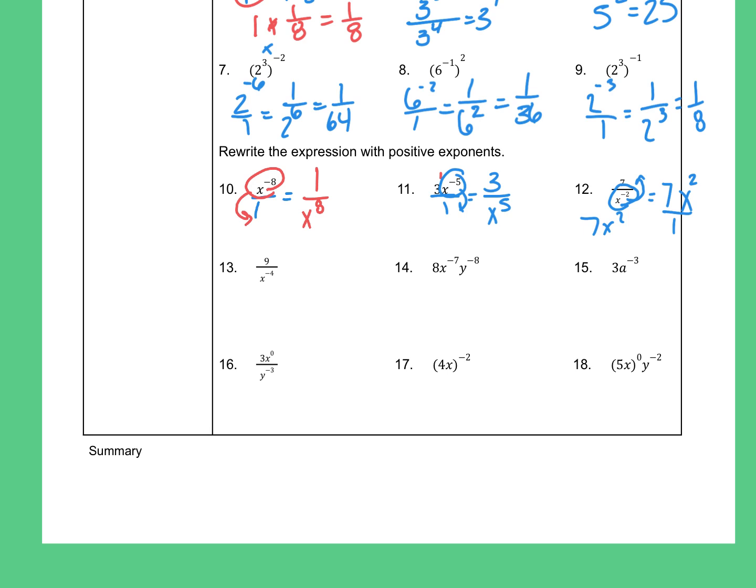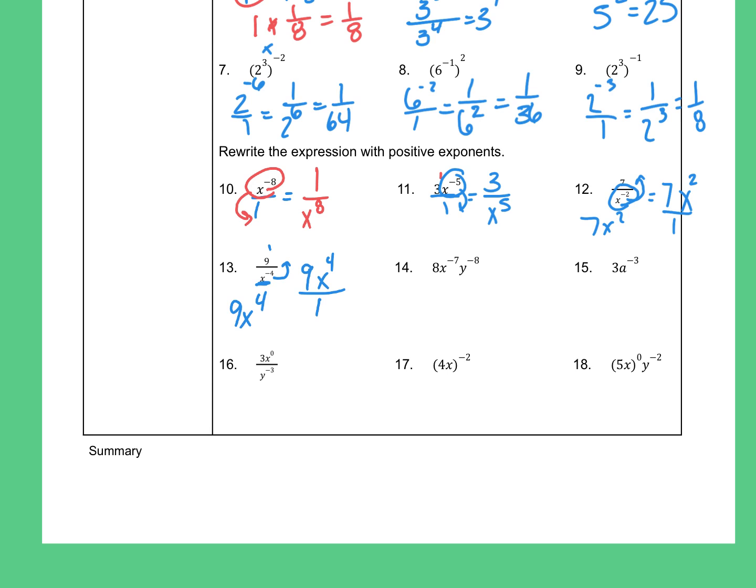Same thing for number 13. The only thing with a negative exponent is the x down here, so it has to move up to the top. The 9's already in the top. It can stay where it's at because it has a positive exponent. It has a hidden 1. The x has to move up to the top to become positive. And again, there's nothing left in the denominator now, so I could say that there's a 1 left. Or dividing by 1 doesn't change anything, so we could just get rid of that denominator in that case.